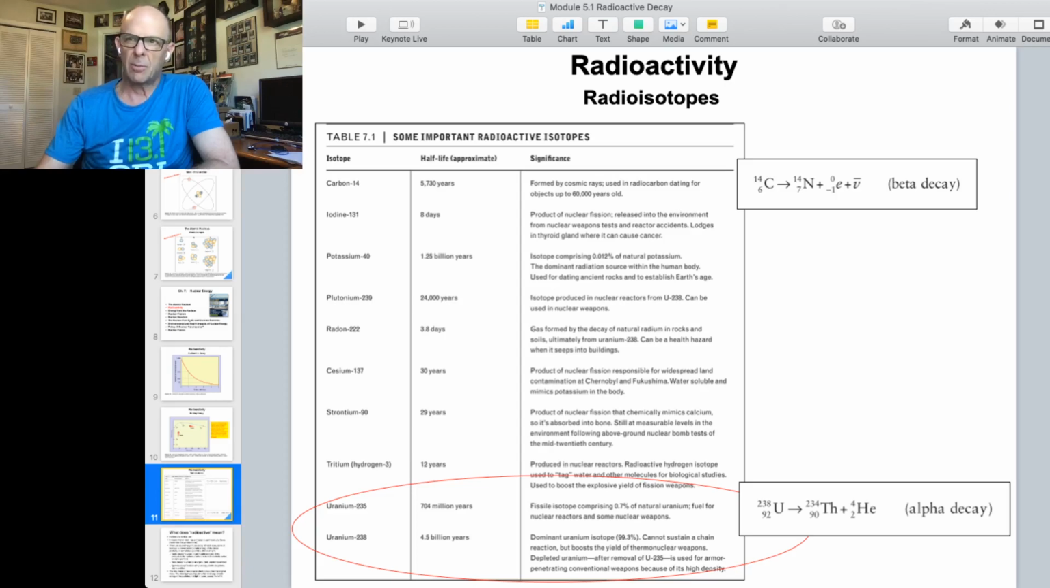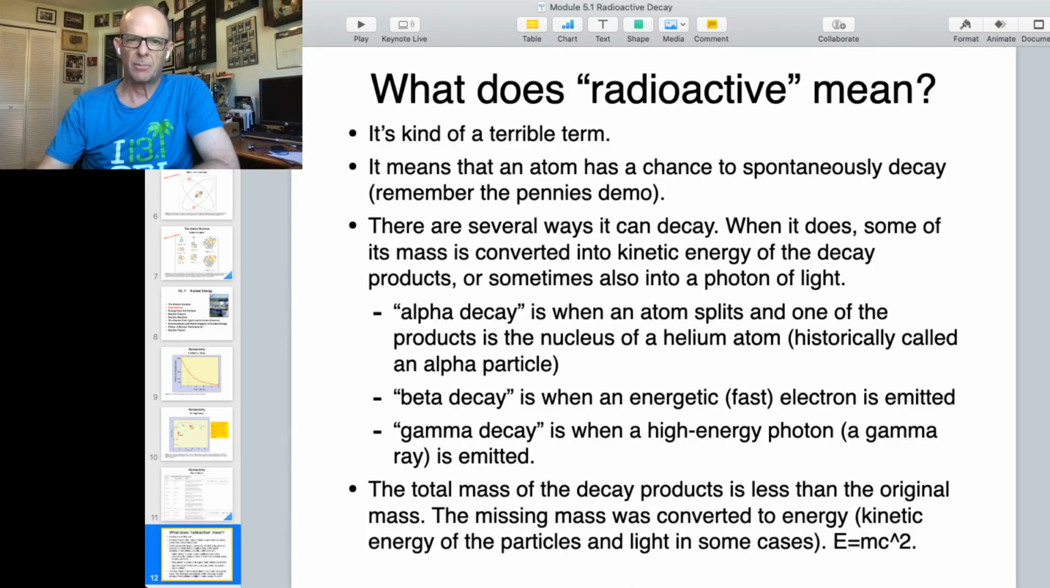And so for our nuclear power plants, the ore that is dug up is mostly uranium 238, and then we separate out and remove the uranium 235 and enrich it in uranium 235 to be fuel for our nuclear power plants.